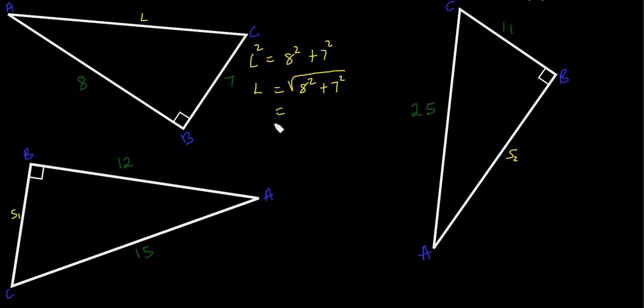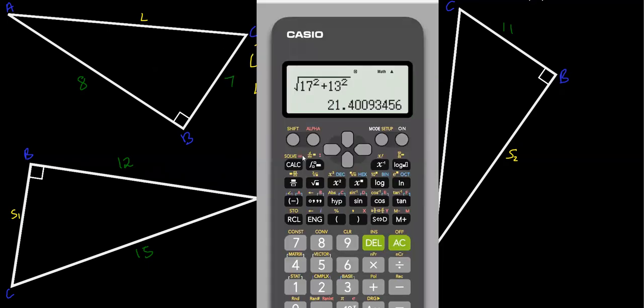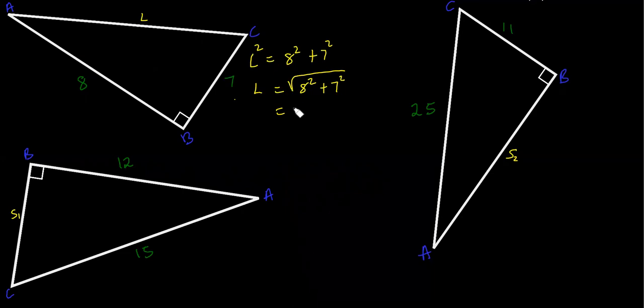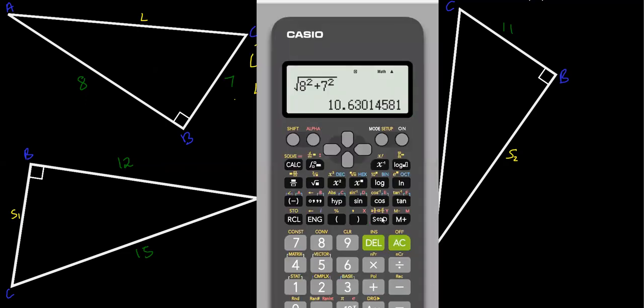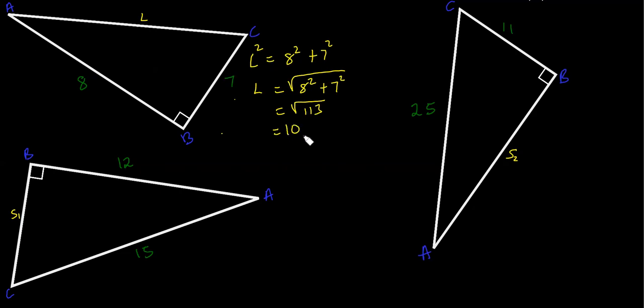So let's look here at what we have. The root of 8 squared plus 7 squared, we get root 113. Root 113 is equal to, let's put it in decimal, 10.63 units. Okay, so that will be our answer.